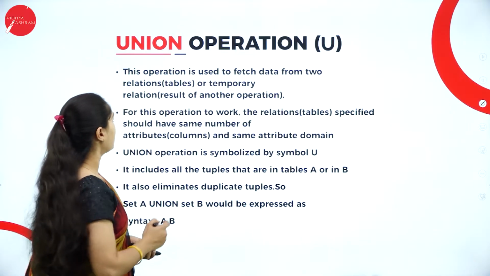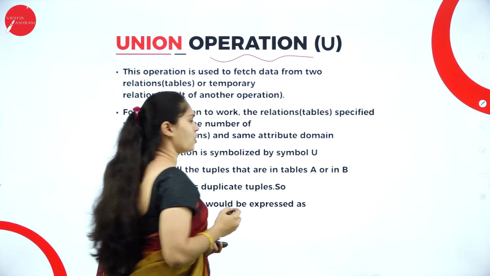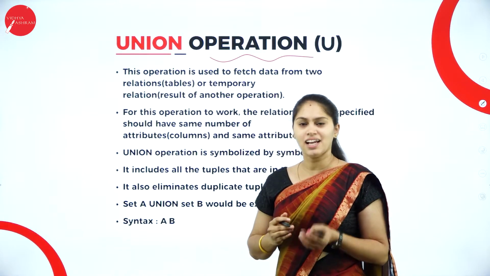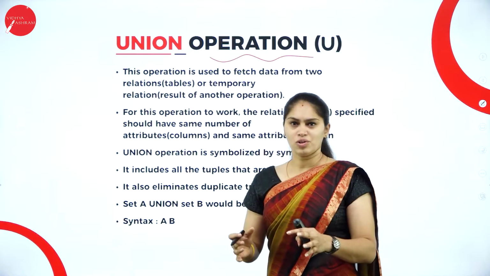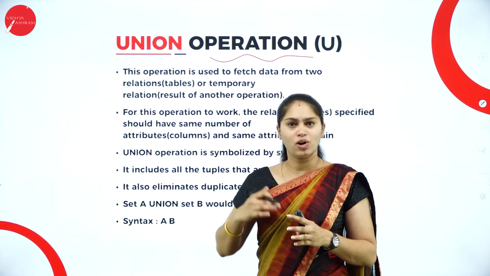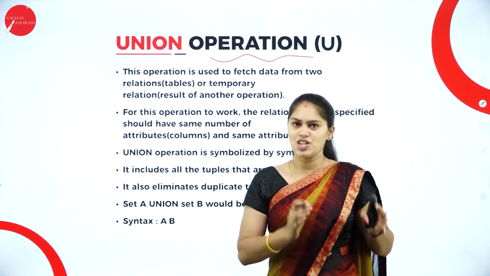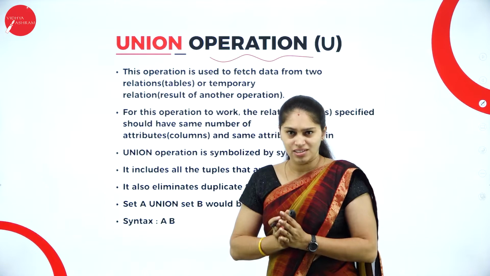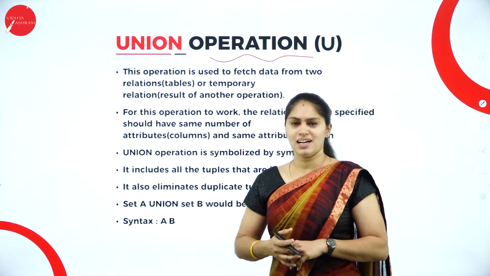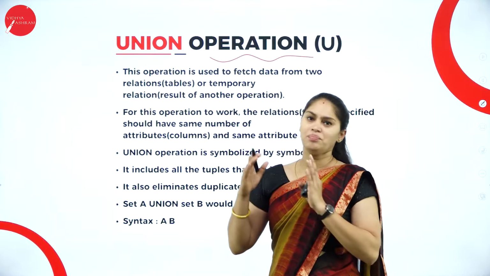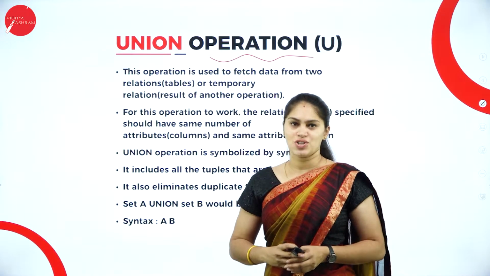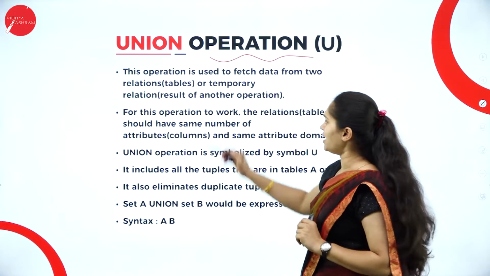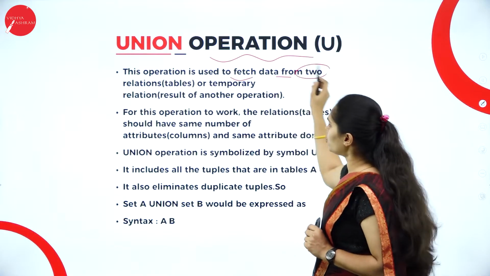We'll see the next operation, that is the union operation. If I say union, you have learned about the union since your school days, right? So union in the sense what? Whatever the values or number of rows in relation A and relation B, that is table A and table B, we are going to combine everything. So as a result, it will give all the tuples from relation A as well as from relation B. For that reason we have this union operation, so that it is used to fetch the data from two relations.